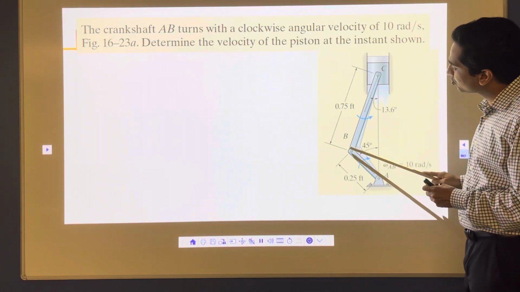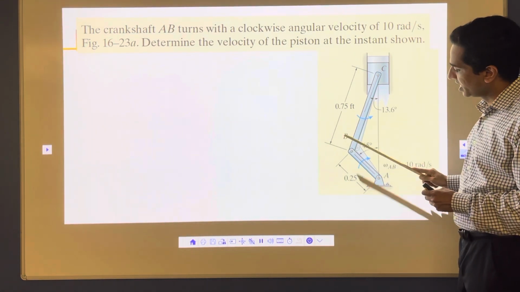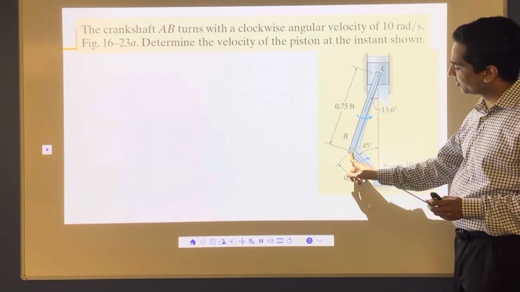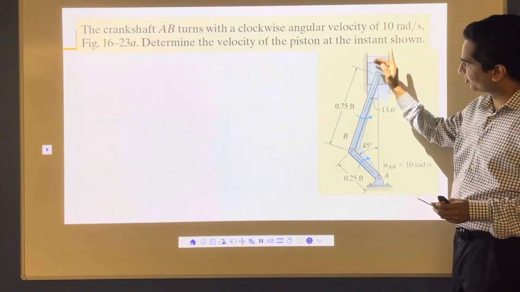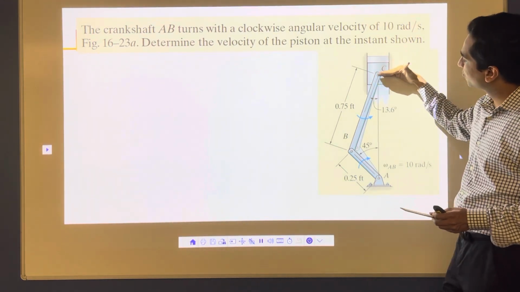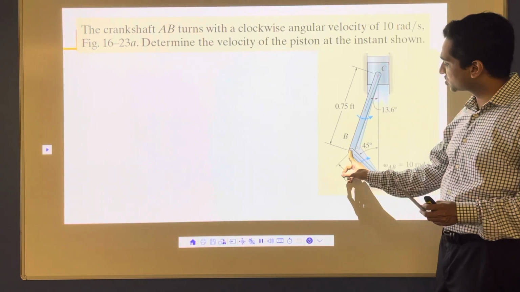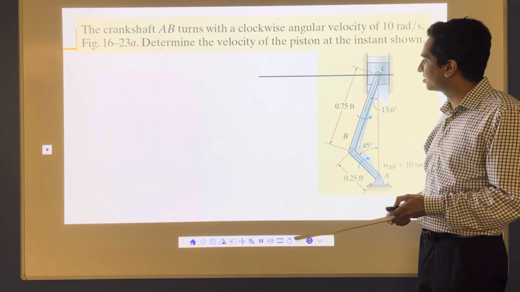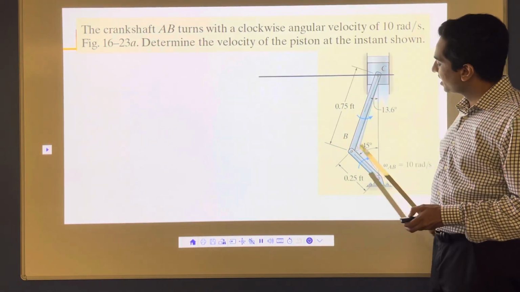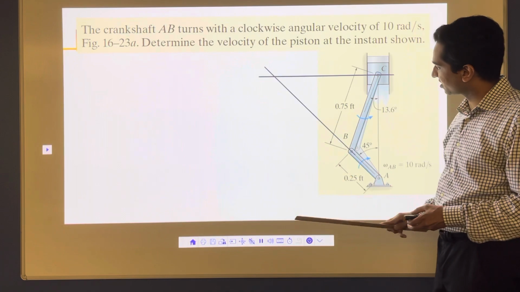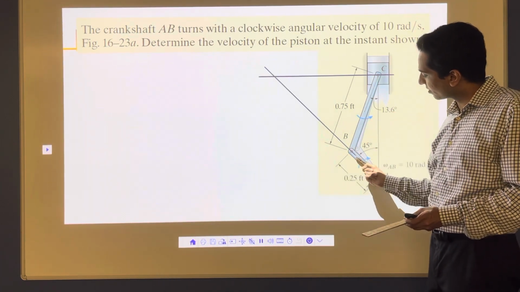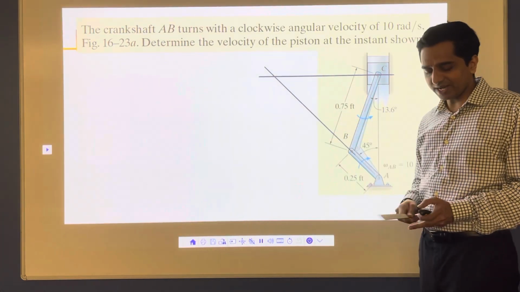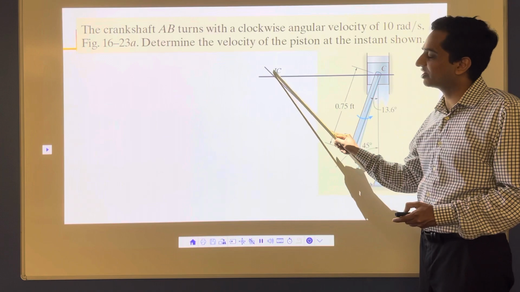So here I am going to use this link BC, and then I am going to draw a perpendicular to the velocity of this point B in this direction. C is going vertical, so the perpendicular will be horizontal, and B is going in this direction, so the perpendicular will be in this direction. First the perpendicular for VC, and then the perpendicular for VB like this. Wherever those perpendiculars meet will be my instantaneous center of zero velocity, that will be my IC.